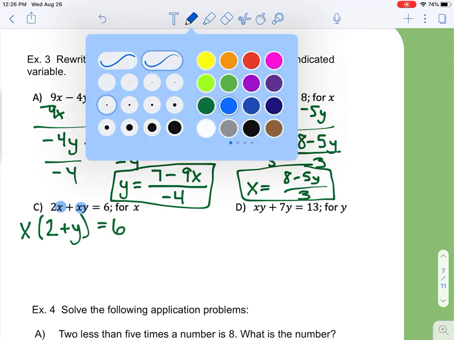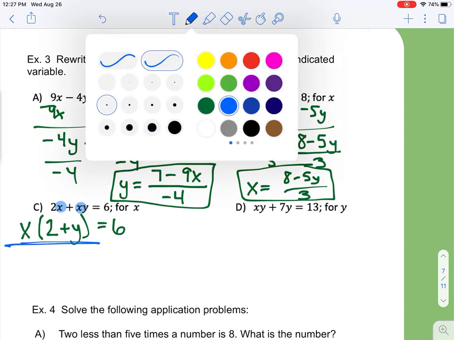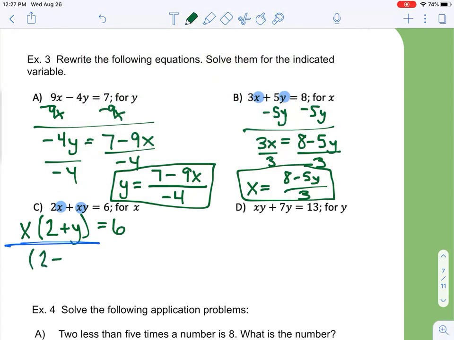Now this works because we are doing reverse distribution. If we were to distribute this x back through, we'd have our original problem. So we can pull an x out because it's a common term. And then we can divide by what's in the whole parenthesis. So our solution is x equals 6 over 2 plus y.